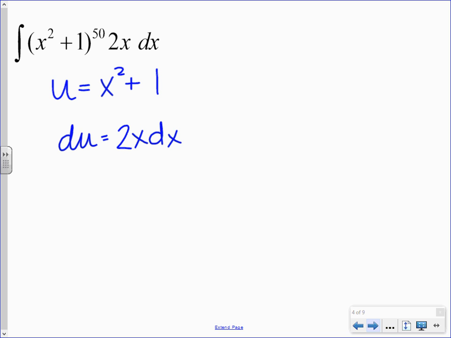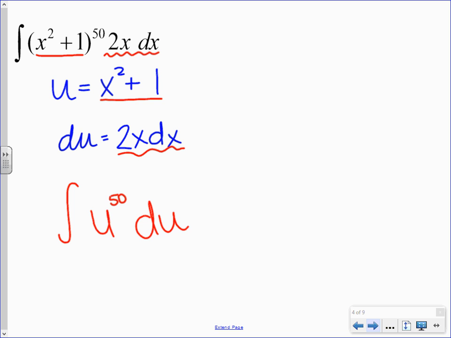Okay, so now we're going to go back to our integral. We know that x squared plus 1 is the same thing as u. So we are going to replace x squared plus 1 with u. So we have u to the 50th power. And then we have this 2x dx. What do we know about 2x dx? It equals du. So we can replace 2x dx with du. And now we have a really nice integral, don't we? Okay. U to the 50th power.